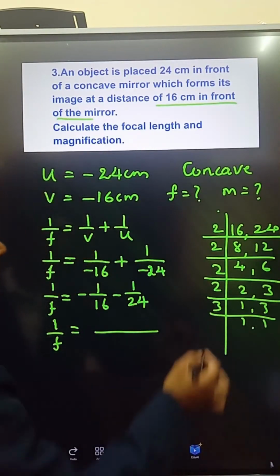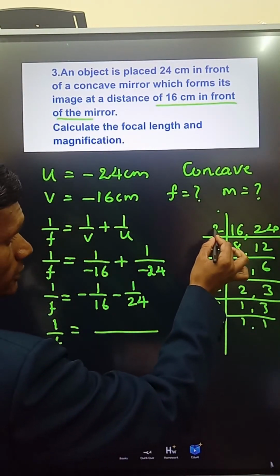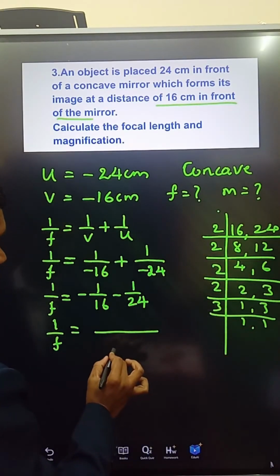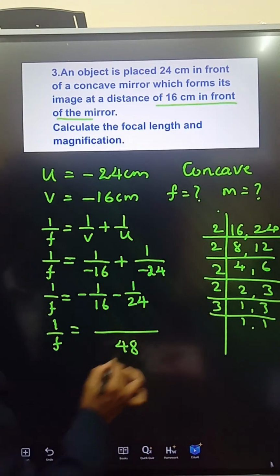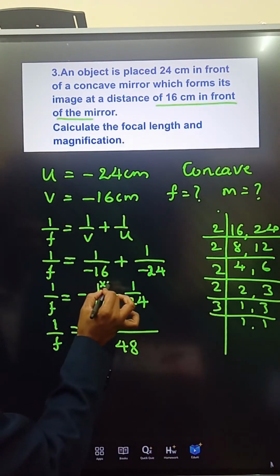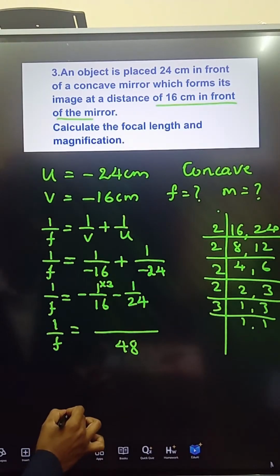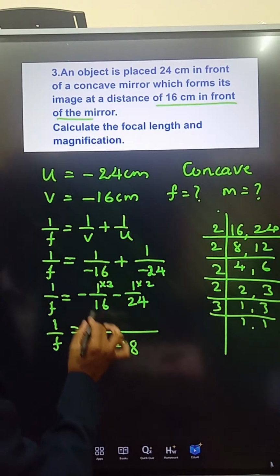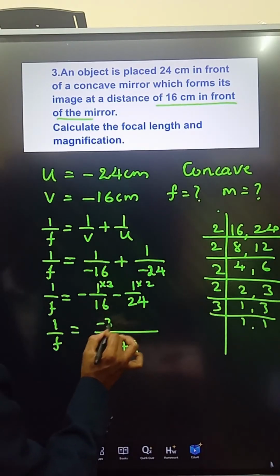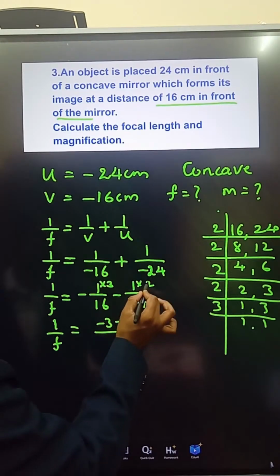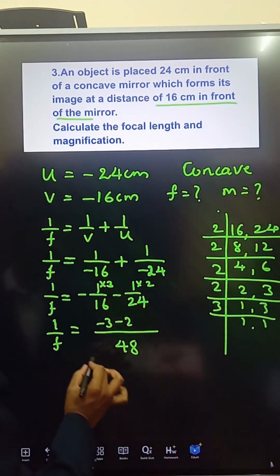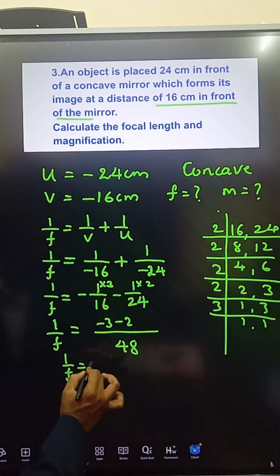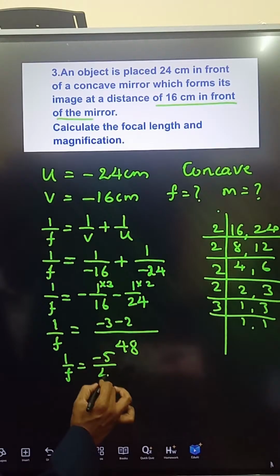Now what do we get here? 2 twos are 4, 4 twos are 8, 8 is 16, 16 times 3 is 48. 48 is the LCM. Means 16 into 3 we have to do, next 24 into 2 we can do. So what do we get here? This is minus 3, this is minus 2. Totally we are getting 1 by f is equal to minus 5 divided by 48, right?